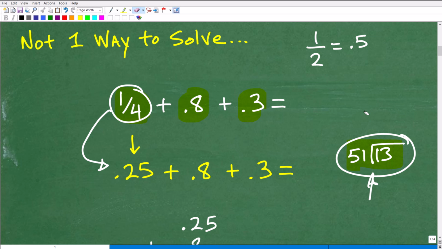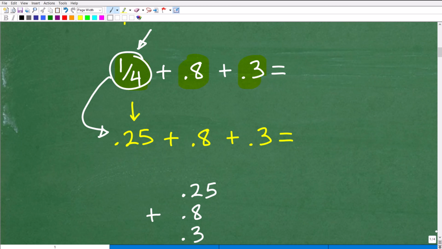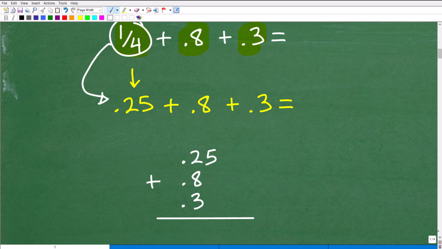So there are some basic fractions like 1/2, 1/3, 3/4, these type of things where you need to know the decimal equivalent, or it's a good idea to do so. All right, that's why, by the way, I didn't put some very difficult fraction here. I kind of made this nice and easy so you can just say, oh, that's 0.25. Okay, so now we're working with decimals.